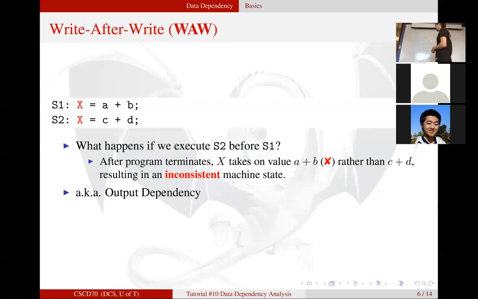So this type of dependency is also known as output dependency. And its notation, similar to everything that we discussed previously, is S1 delta O, which stands for output, S2.